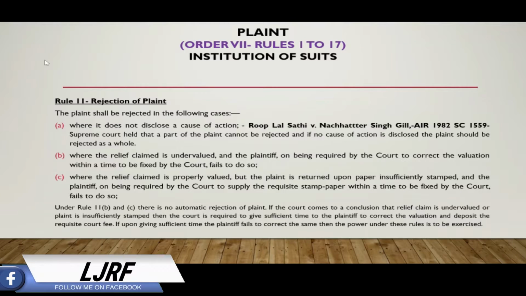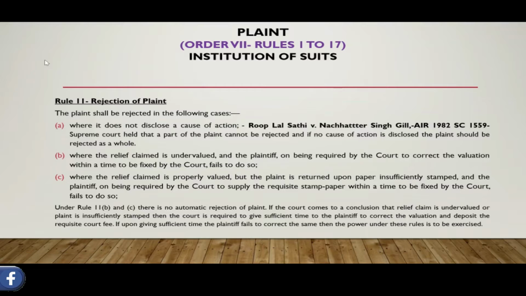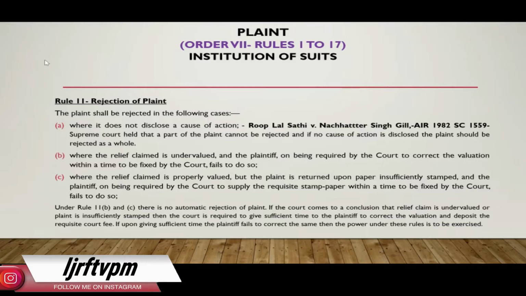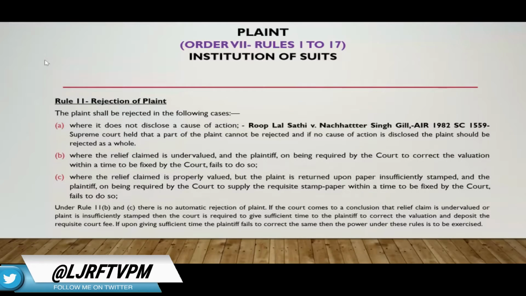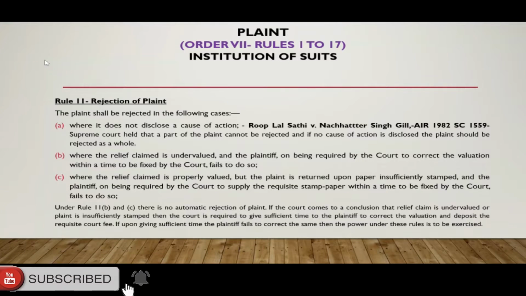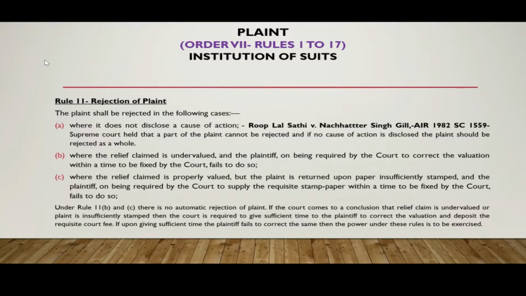As I told in the beginning itself, the institution or the starting of a civil case is by filing a plaint. And you all know that it starts from the filing of a plaint. So going through the various provisions, I told in the beginning itself that order 7 has 17 rules, among which the major issues dealt with in the order are, one, return of plaint and the other, rejection of plaint.